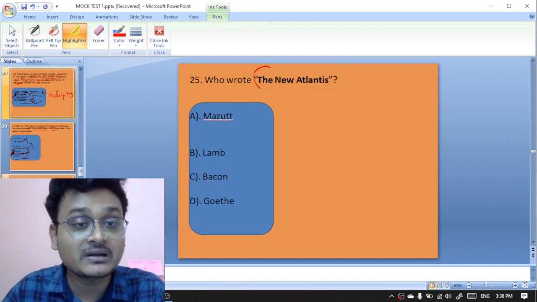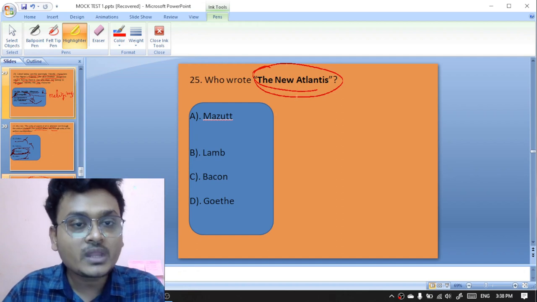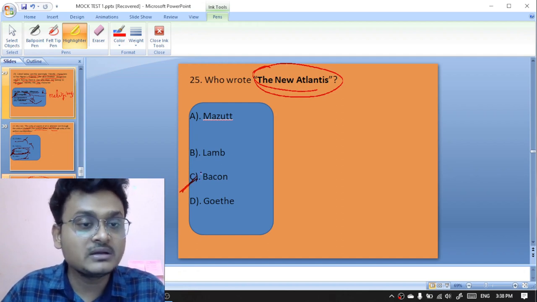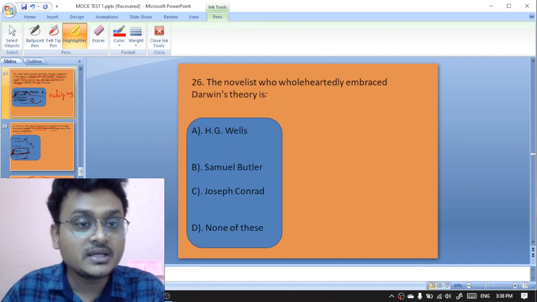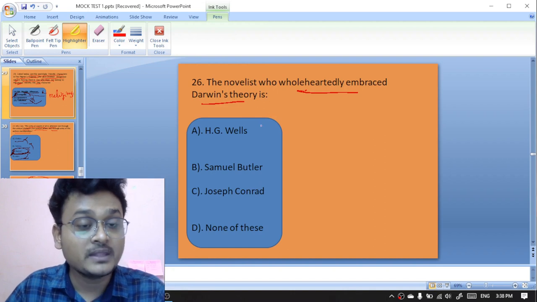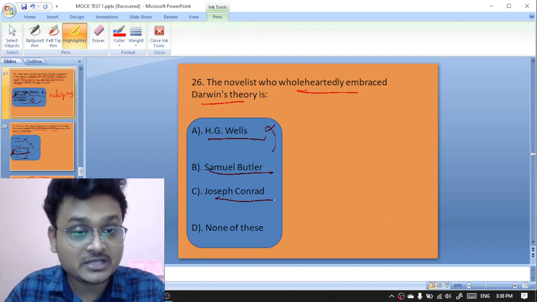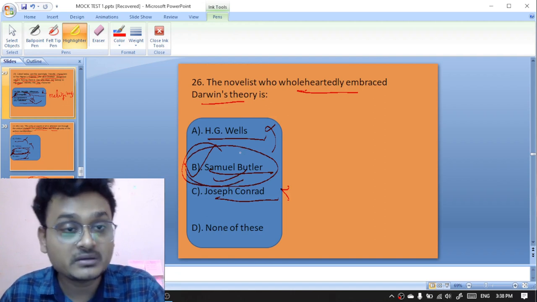Next question. Who wrote the New Atlantis? This is the famous utopian work written by Bacon. Next question. The novelist who wholeheartedly embraced Charles Darwin's theory. H.G. Wells, no. Samuel Butler, Joseph Conrad. So here Samuel Butler has wholeheartedly embraced Darwin's theory.